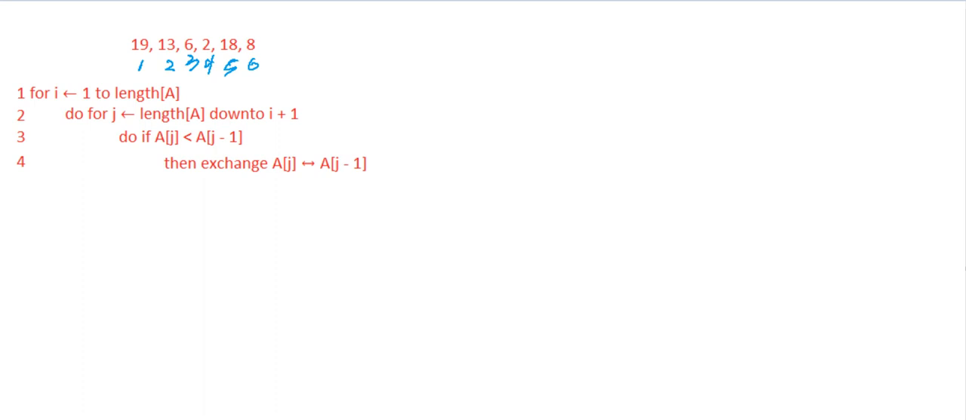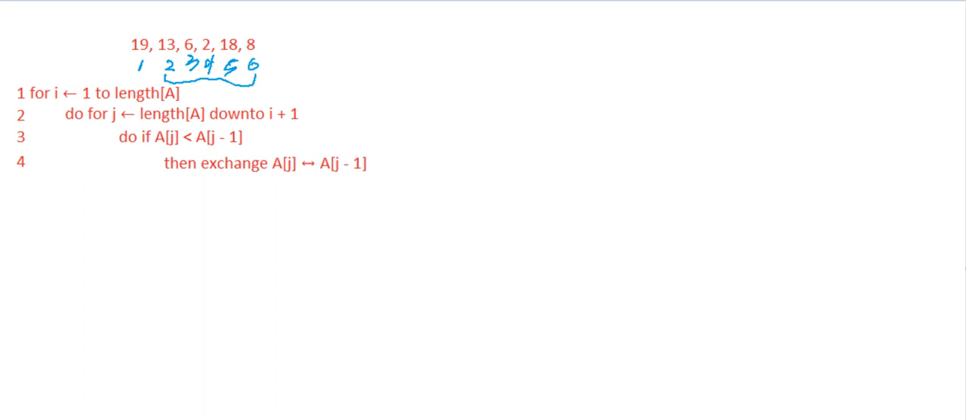Okay, and then the next part. For the second line, the inner iteration, that is for j from the length of A, and in this case it is 6, down to i plus 1. So in the first round i is 1, and then j goes from 6 down to 2. So j will never touch i because j stops at i plus 1.